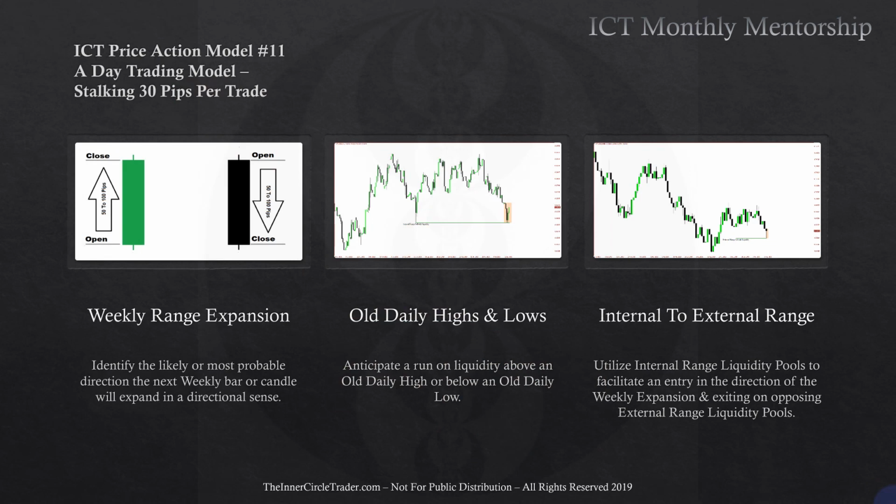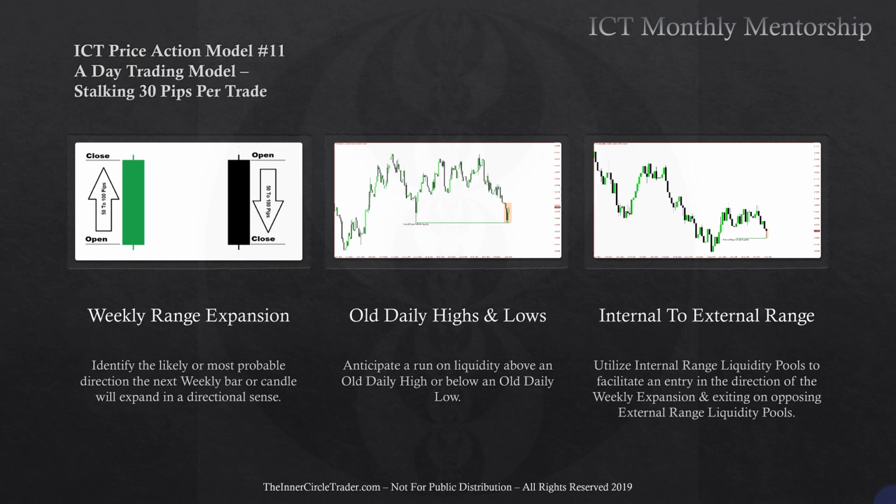Okay, so again, weekly expansion. We're going to be identifying a likely 50 to 100 pip expansion on the weekly chart. That is the prerequisite for high probability. So if the chart on a weekly basis indicates that we could see a move higher or lower, okay, in the form of a 50 to 100 pip price run, that's the underlying characteristic, if you will, that makes this model high probability.